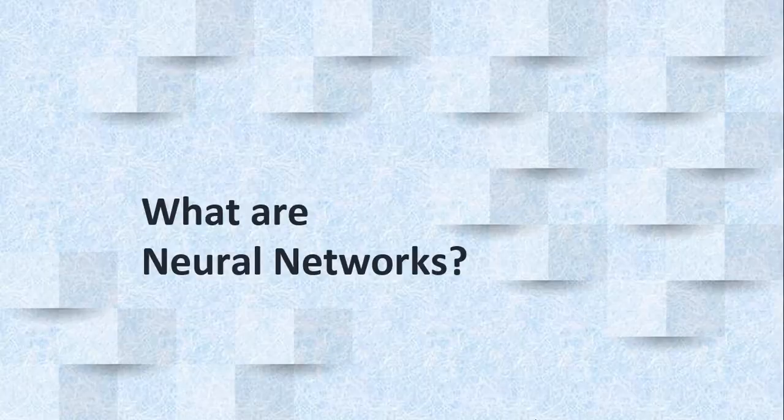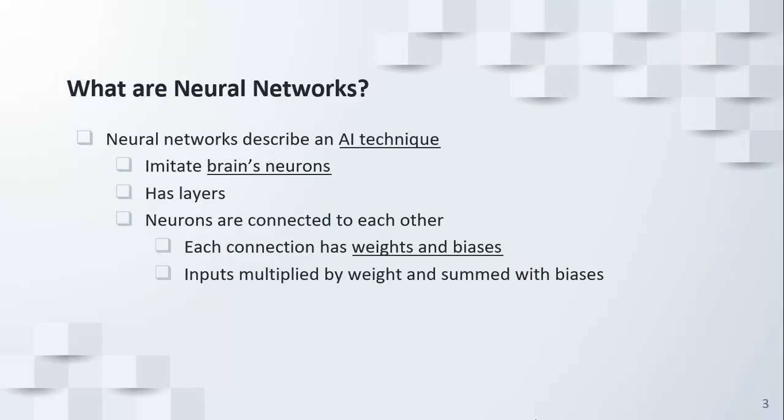What are neural networks? Neural networks describe an artificial intelligence technique that makes models more complex and intelligent. These are made to imitate the brain's neurons and have multiple layers consisting of connected neurons. Each connection has weights and biases, and the input is multiplied by their respective weight and summed with biases in order to get the output.